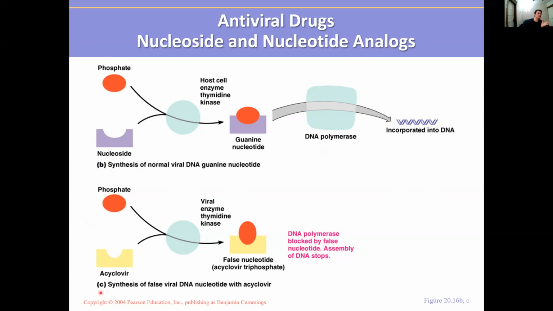So essentially how this drug works is it makes sure it gets incorporated into the nucleotide, and then the DNA polymerase will be blocked because it can't incorporate this into the new DNA. So the virus cannot replicate its genetic material anymore. It's essentially being halted.